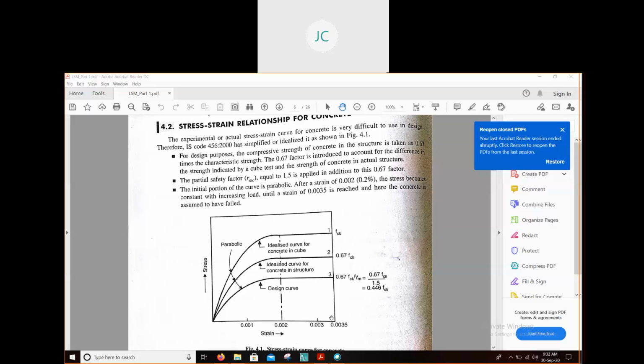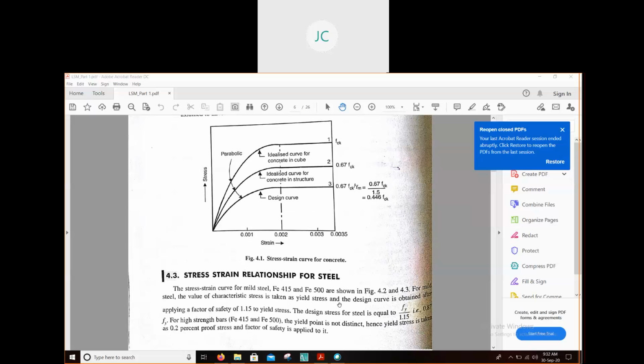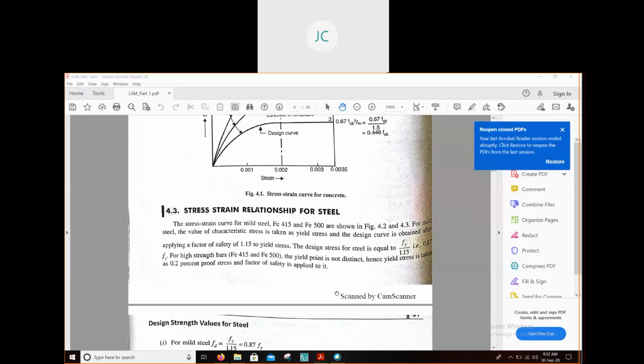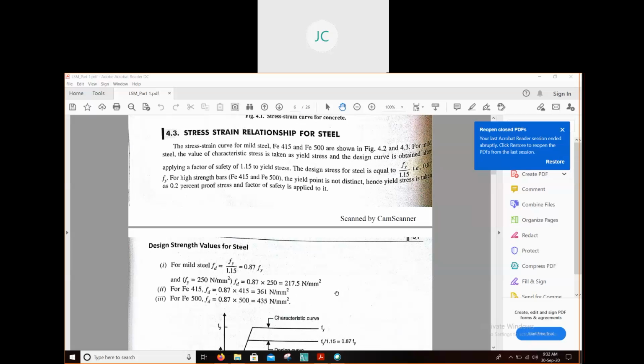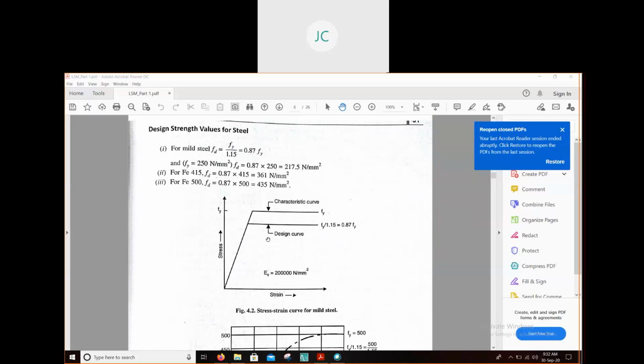After reaching 0.0035, concrete is assumed to have failed. After achieving this amount of strain, your concrete will have failed. So this value is known as the ultimate strain, because after reaching this value, your concrete will fail.